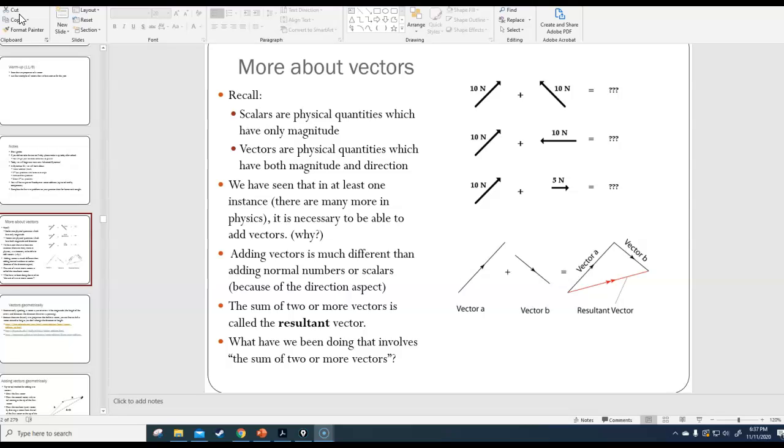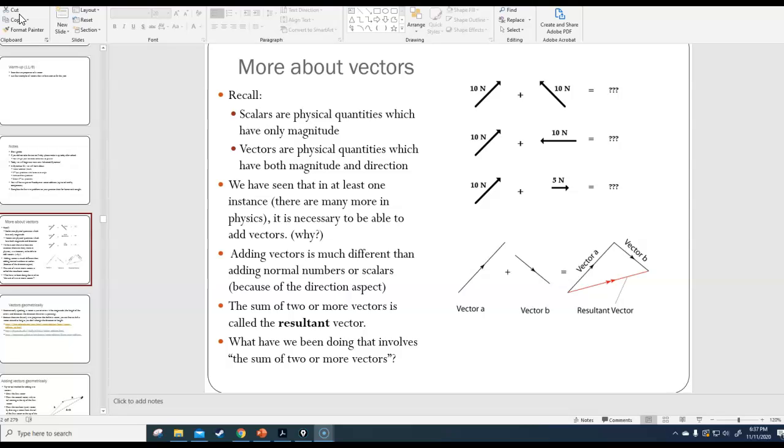Okay, so just to do a quick recap, we've talked about vectors and scalars in the past. A scalar is a physical quantity which has only magnitude, whereas a vector is a physical quantity which has both magnitude and direction. Examples of scalars would include things like time, mass, temperature. Those are physical quantities which have magnitude but not direction. And then our vector quantities are going to be things like displacement, velocity, acceleration, or force. All of those are physical quantities which have both magnitude and direction.